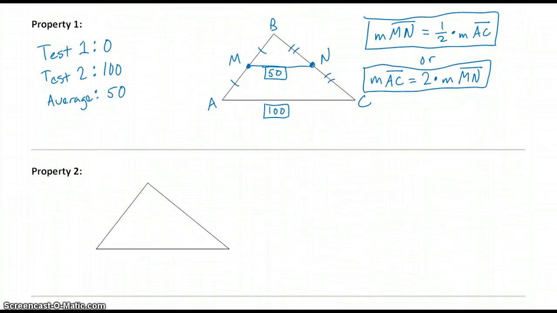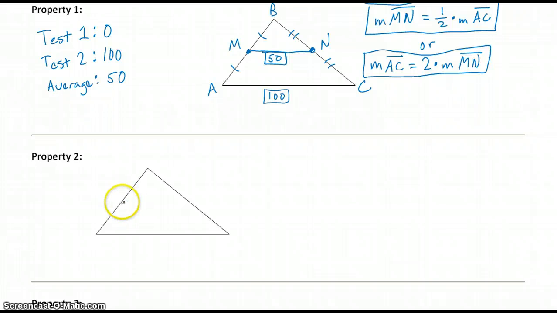Property 2. If we have a midsegment, then that midsegment is going to be parallel to the opposite side.